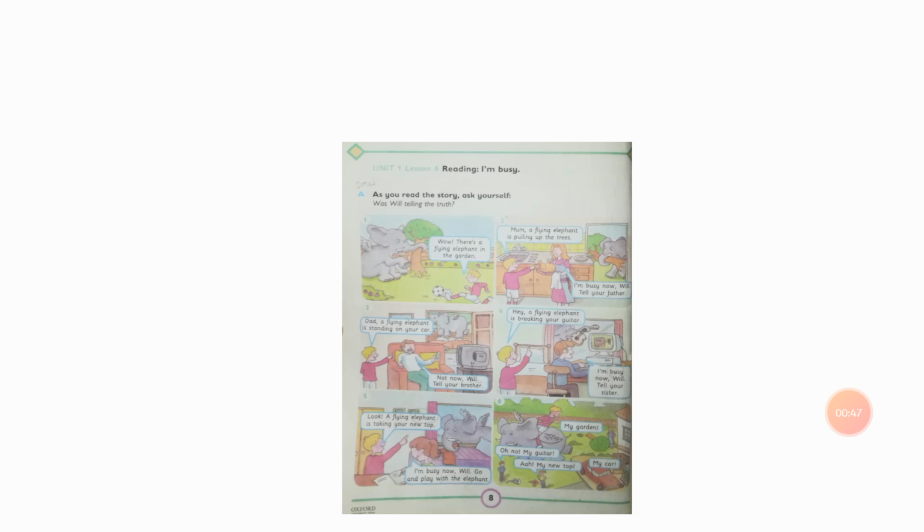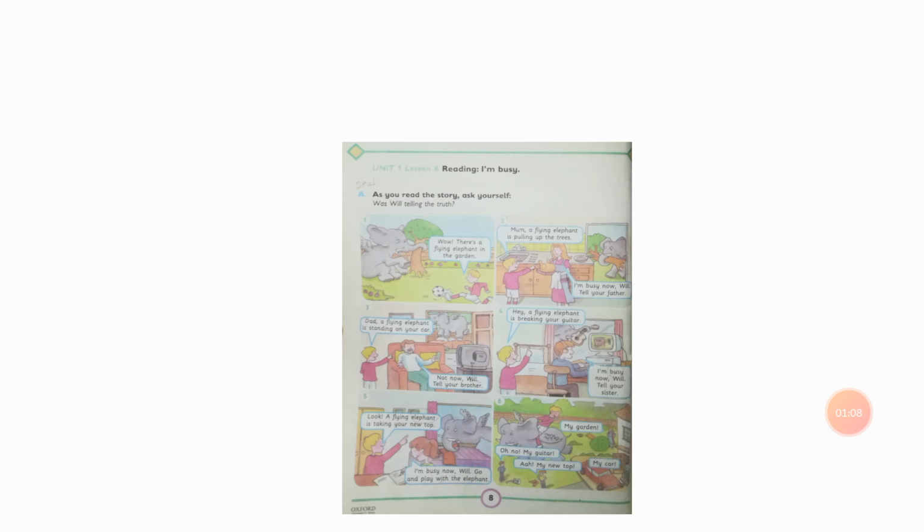I am busy now. Will tell your sister. Number 5, Look, a flying elephant is taking your new top. I am busy now. We'll go and play with the elephant. Number 6, My garden. Oh no, my guitar. Oh, my new top. My car.